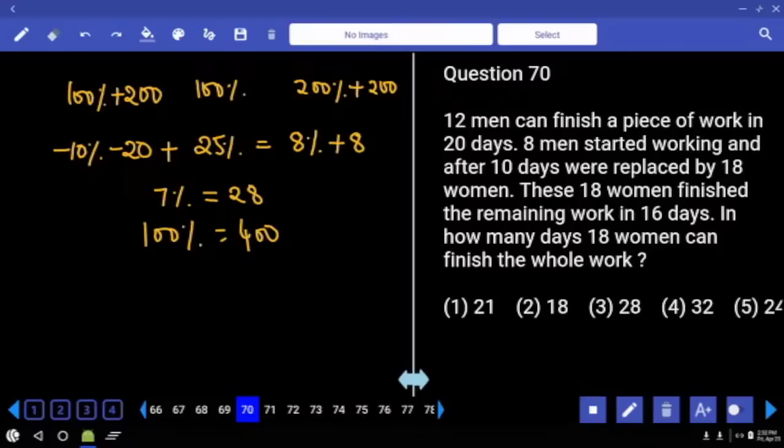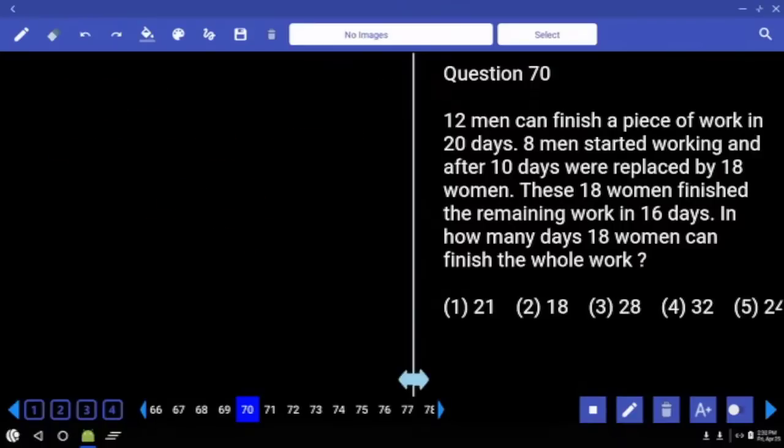"12 men can finish a piece of work in 20 days. 8 men started working and after 10 days were replaced by 18 women. These 18 women finished the remaining work in 16 days. In how many days can 18 women finish the whole work?" Okay. Let me divide it into two things.